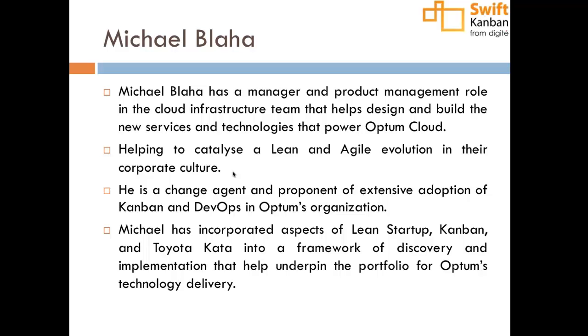He's been a catalyst as far as lean and agile evolution in the company is concerned, and I've seen him really be the change agent and a proponent of extensive adoption of Kanban and DevOps and lean and agile in Optum's overall organization. Mike has incorporated several aspects of lean startup, Kanban, and Toyota Kata in all of the work that he's been involved with, as well as other teams that he's been helping in Optum.